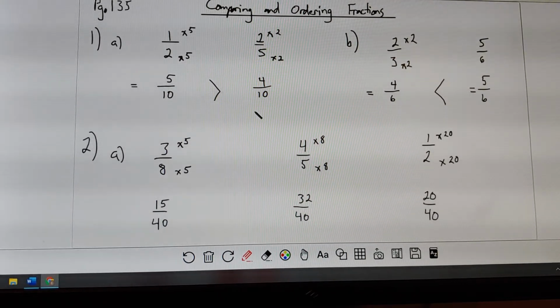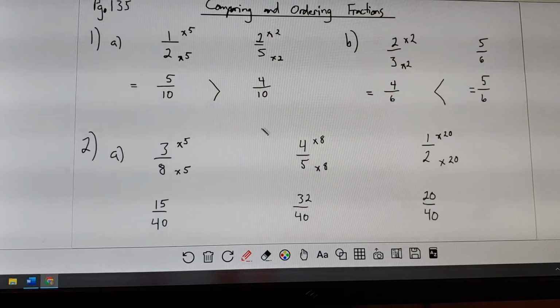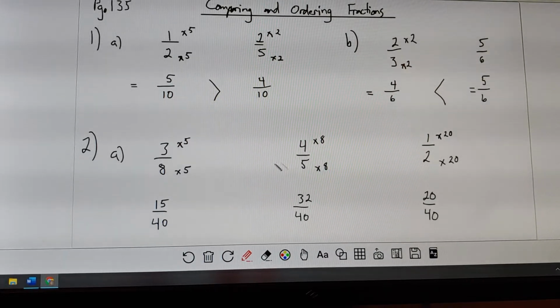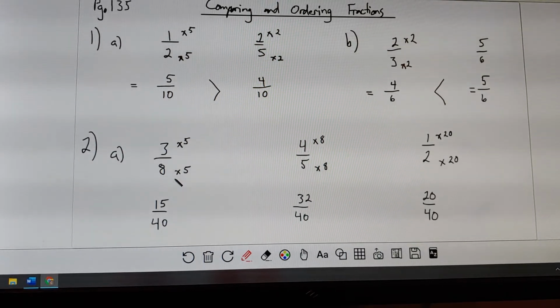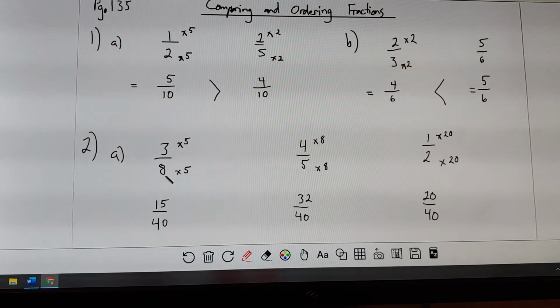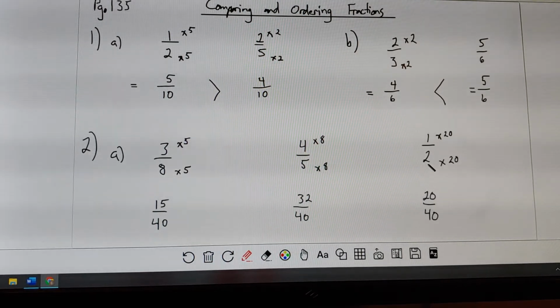Moving on to 2. They asked us to order these from least to greatest. And you know what? 2A gives us a great snapshot of what's going on. So I get 3/8, 4/5, and 1/2. And then this is just like in the lesson. So they're asking us to compare them and order them from smallest to largest. I have to get common denominators. So I'm looking at 8, 5, and 2, going, okay, what's a number that's in the 8 times tables, the 5 times tables, the 2 times tables?